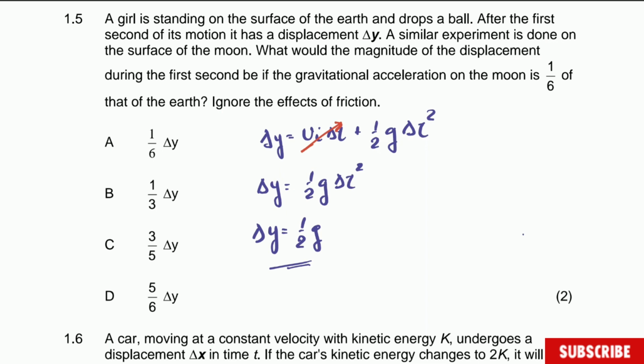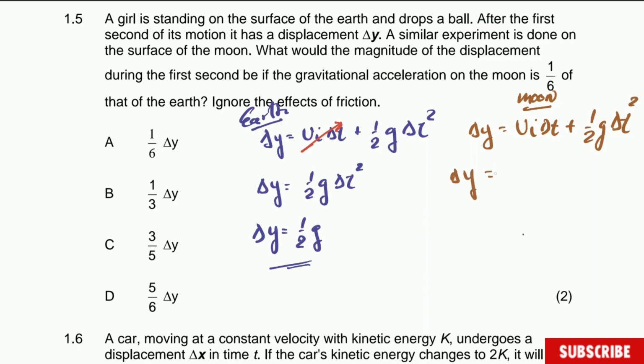Now, on the moon, we're using the same formula. Displacement is equal to initial velocity multiplied by the time plus half acceleration due to gravity multiplied by the time squared. This one is on the moon. Okay? This one was on Earth. So, same story. We substitute here. The displacement is equal to half acceleration, but the acceleration is 1/6 of g multiplied by the time, which is 1.